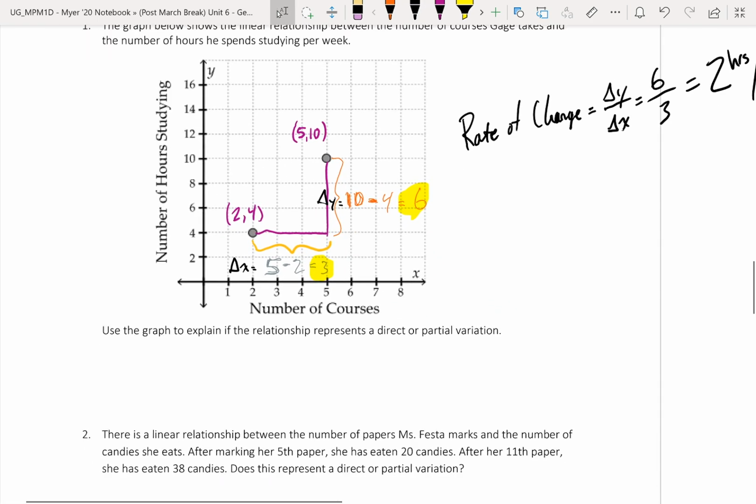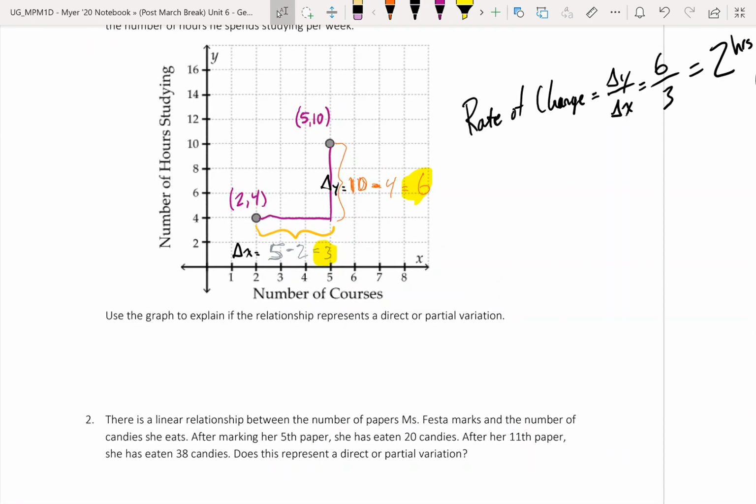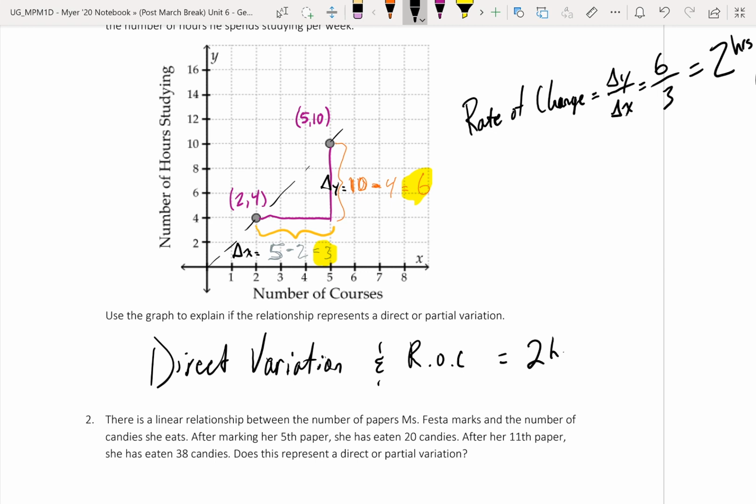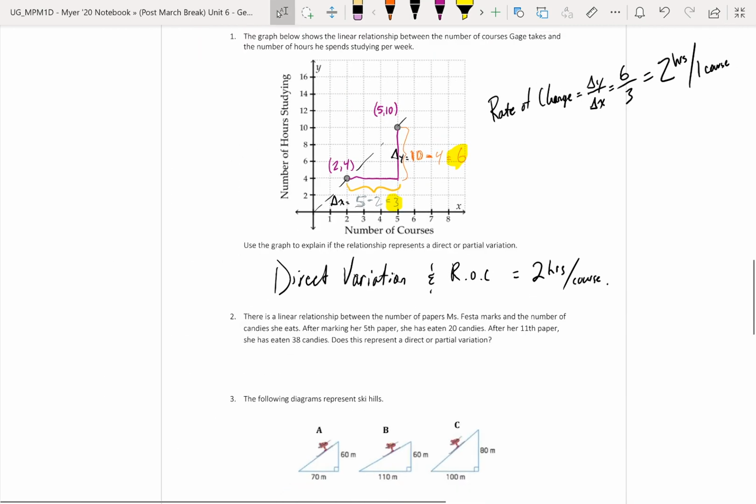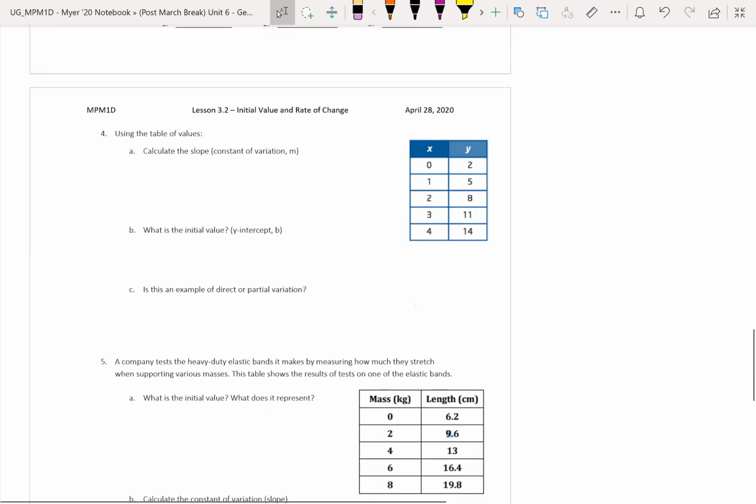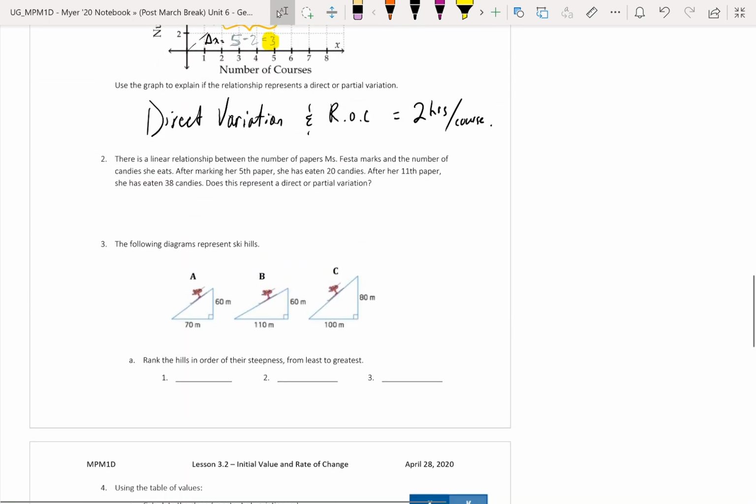So if we use the graph to explain whether the relationship represents direct or partial variation, well, we can tell that it's going to go through (0, 0). So we know that it's direct. And we could tell what the rate of change is, so 2 hours per course. All right, let's look at another example here, and then I'll leave the last page just for you guys.